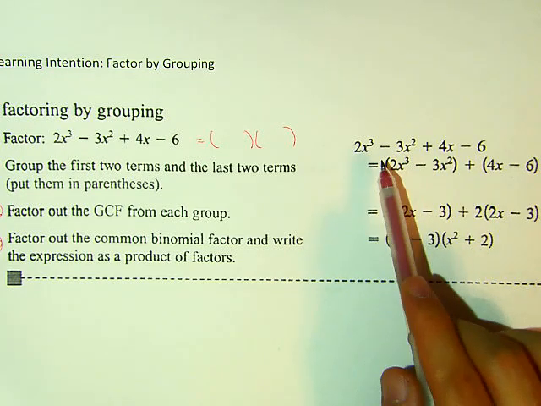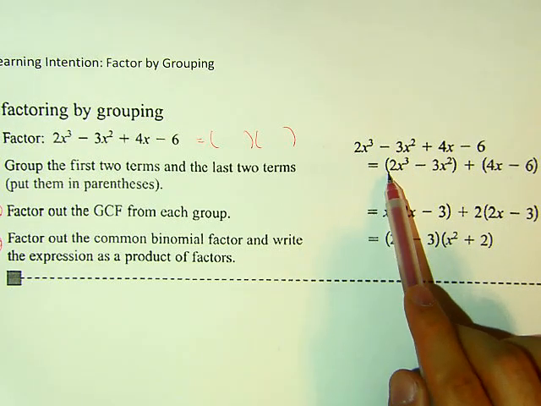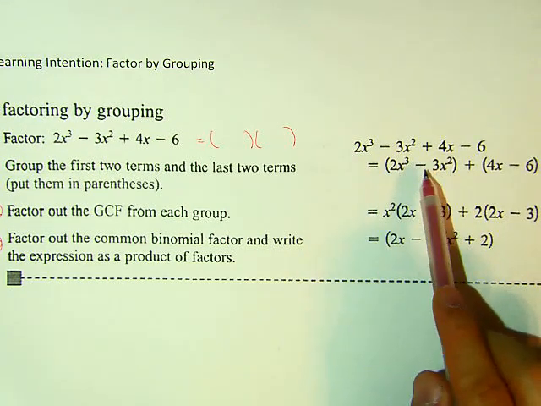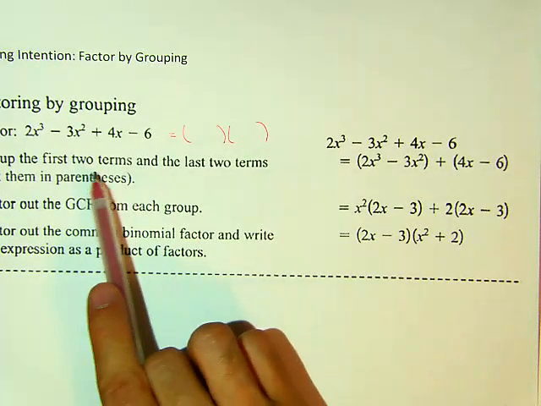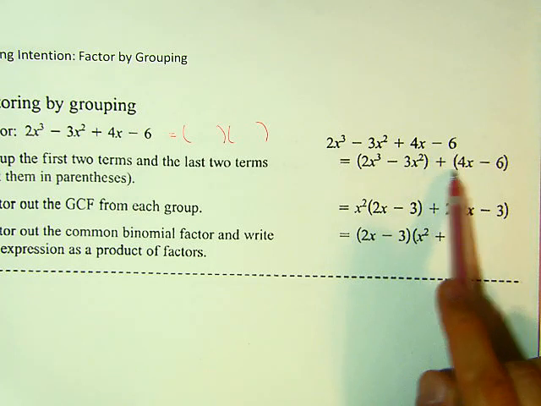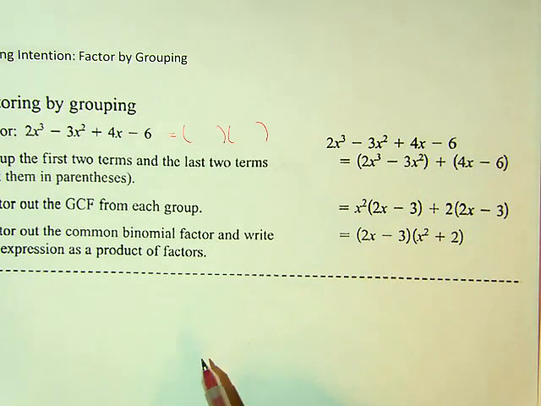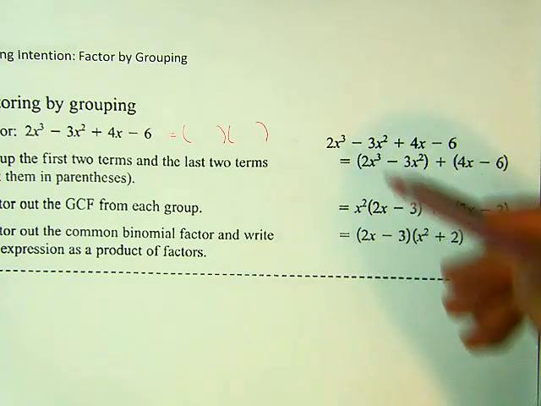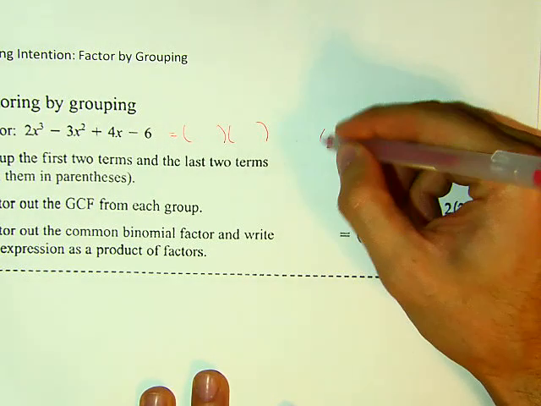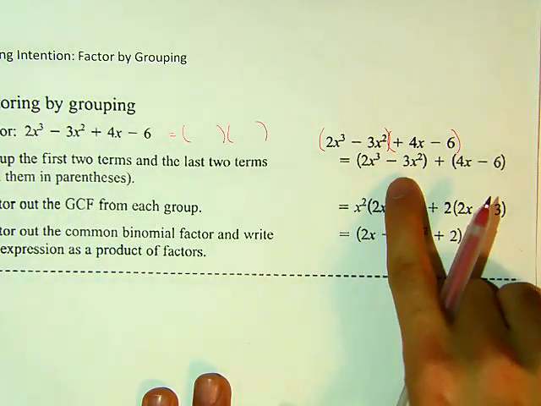What are the first two terms? It's this guy and this guy. So what do they do? They grouped it using parentheses. Now, what is the next thing they tell you to do? And the last two terms. So you do 4x minus 6. You group them together, and you put parentheses around them. Okay? So that's all you're doing. You're just doing parentheses here, parentheses here, parentheses here, parentheses here. That's it. That was this step here.